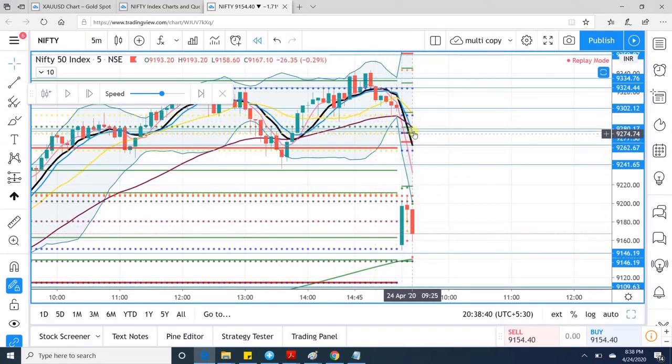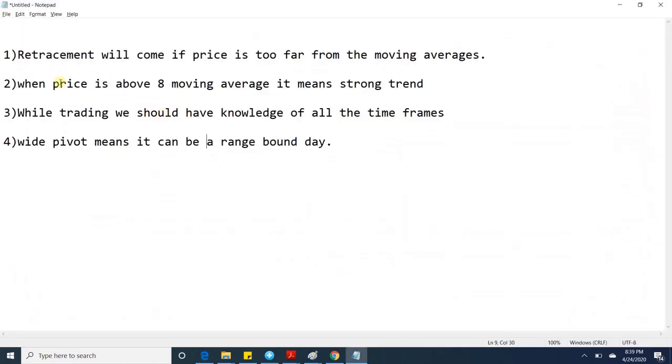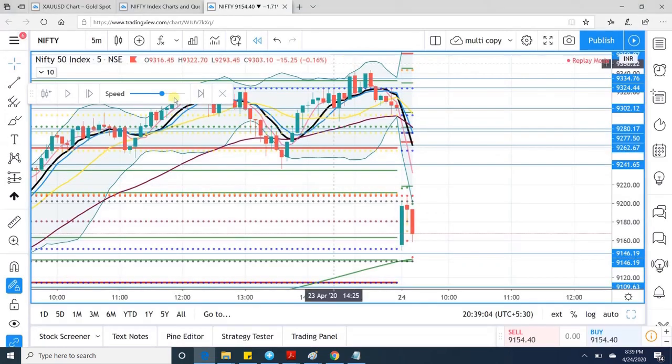These are the moving averages. This blue line is the 50 moving average, this yellow line is the 20 moving average for 5 minutes, and this black line is the 8 moving average. See how far the price is from this. So it will try to retrace to touch these levels first, and then we will take the trade accordingly. Like my first point, retracement will come if price is too far from the moving averages. So let us forward again.